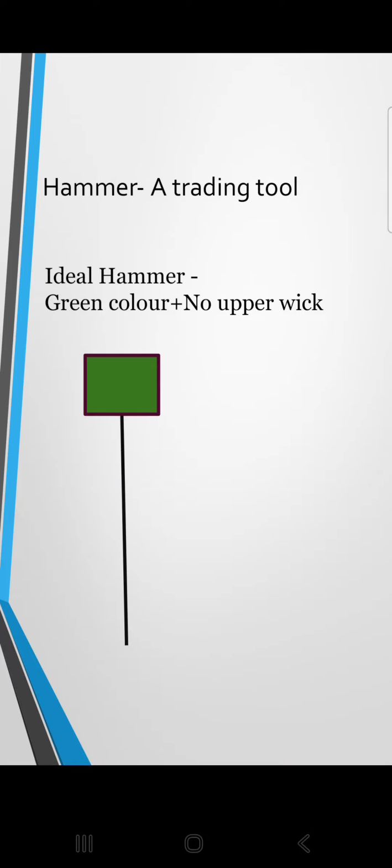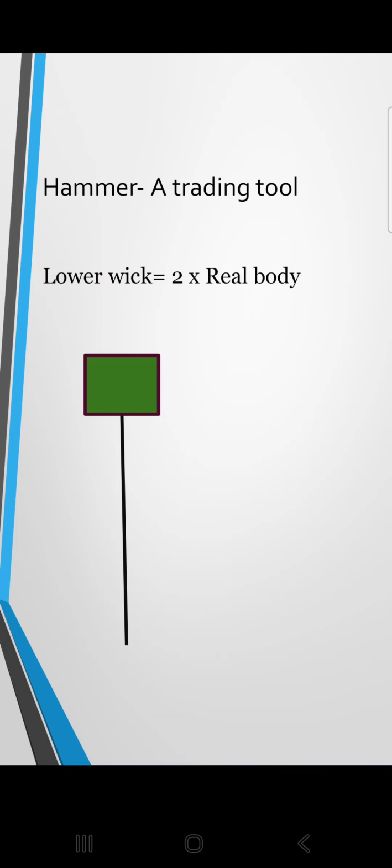Now if I talk about an ideal bookish hammer, it should be a green color hammer and it should not have an upper wick at all. That means it should not have any upper line at all. However, if I talk about the practicality of it, using it in order to identify a trade, a hammer could even be red in color, or it could even have a small tiny upper wick. And that could also be considered as a hammer, and you could use it for taking a trade.